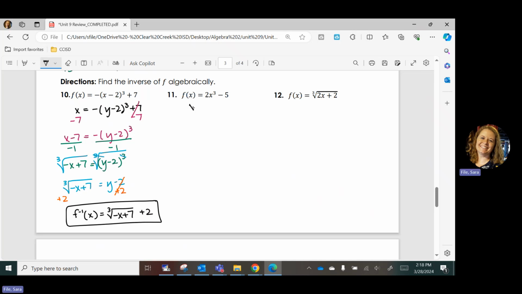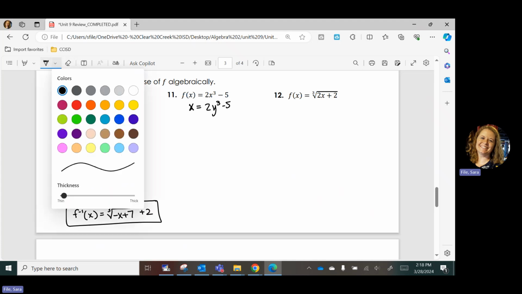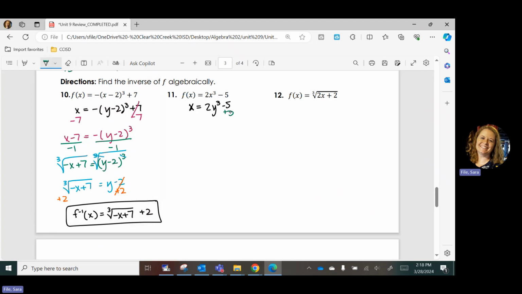All right, here x is equal to y cubed minus 5. Also remember what I said. If you start with a cube, your inverse should be a cube root. If you start with a cube root, your inverse should be a cube. So you can sometimes eliminate answer choices that way as well. So I'm going to add the 5 over. Get rid of the 2. Everything over there is divided by 2.